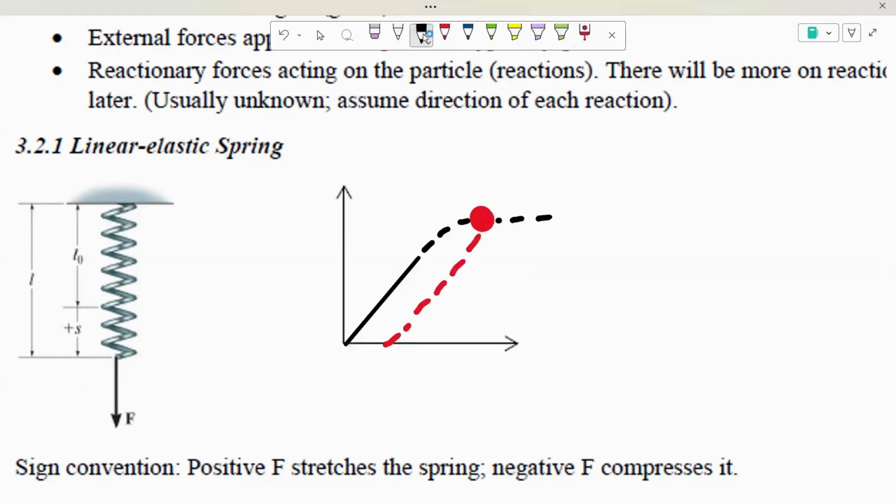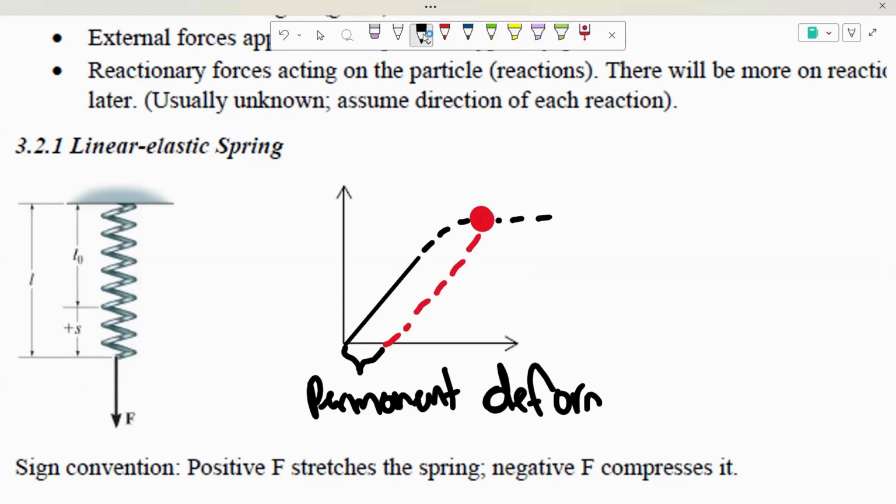So this gap right here, once we take off the force from that spring, means it will not go back to its original length or shape. And what we call that is permanent deformation. It probably won't be that visible the first time that we apply that force, but as we keep applying force more and more, that permanent deformation is going to become more visible.